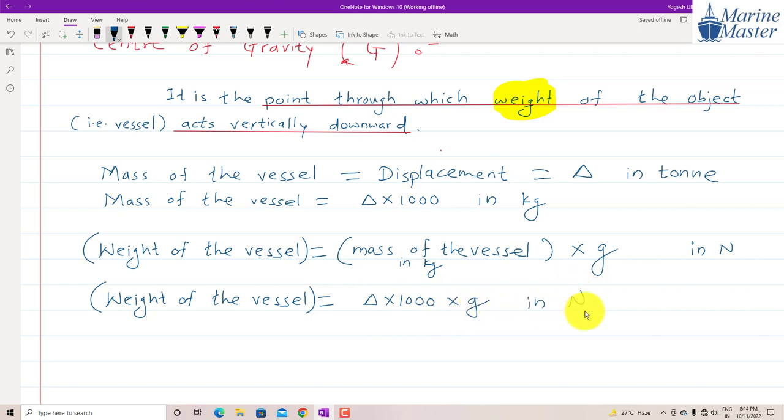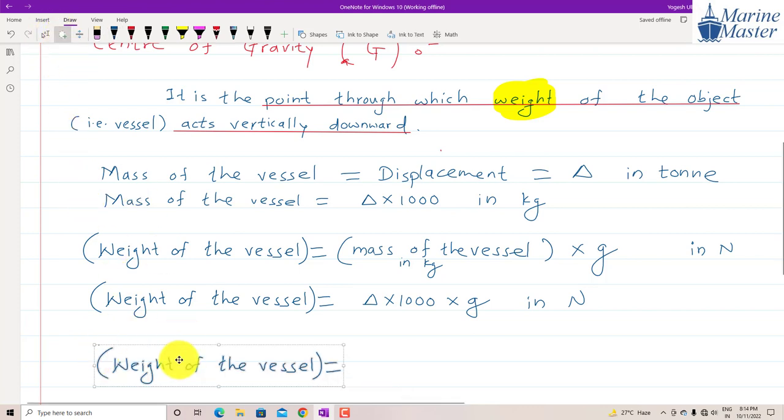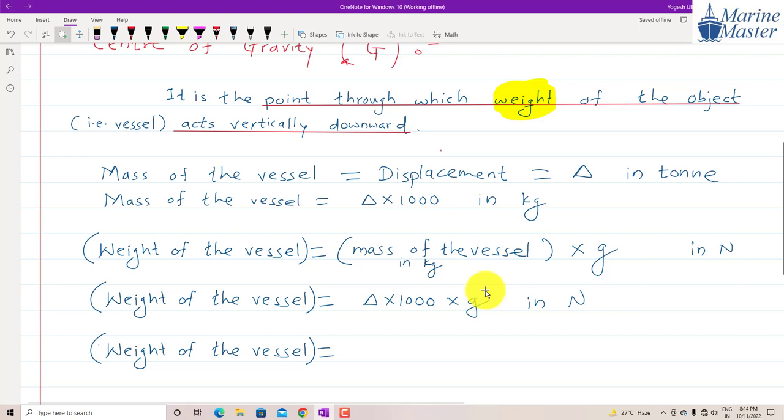Now, how to convert this Newton into kilonewton? If we divide this term by 1000, this 1000 will get cancelled out and we will get the weight of the vessel in kilonewton. The weight of the vessel will then be delta into G, in kilonewton.